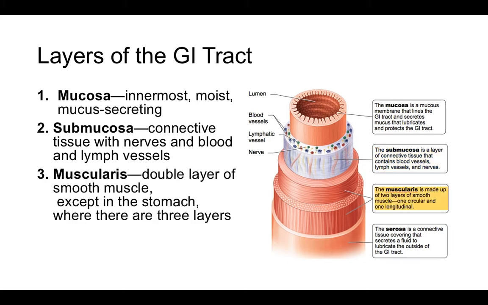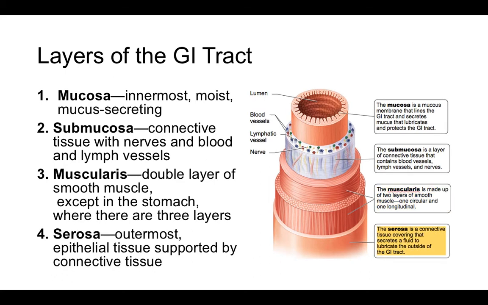Then we have the muscularis. The muscularis has a double layer of smooth muscle. The exception to this is in the stomach, where there are 3 layers to the muscularis. Now, in the muscularis, these layers of muscle are perpendicular to each other. So the innermost layer squeezes like you're grabbing a toothpaste tube. And the outermost layer is longitudinal. Think about laying the toothpaste tube down on the counter and pushing on it. That's how the longitudinal layer works.